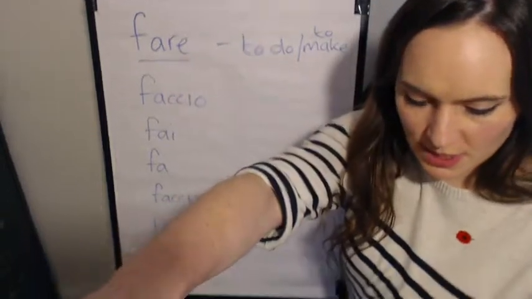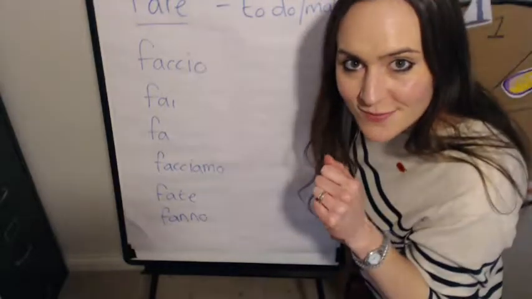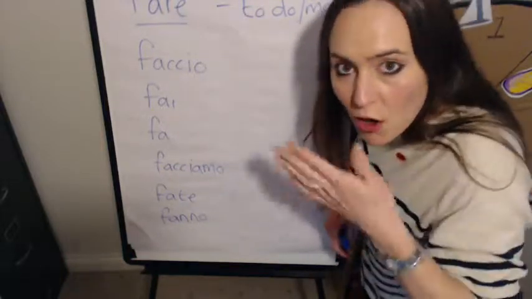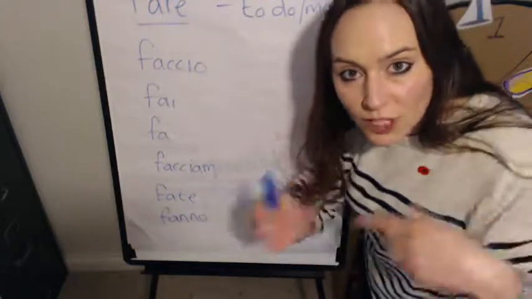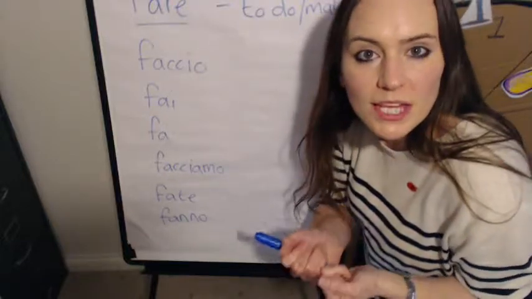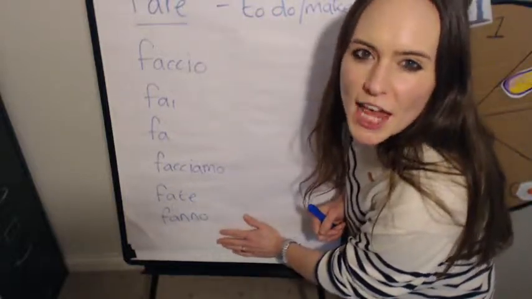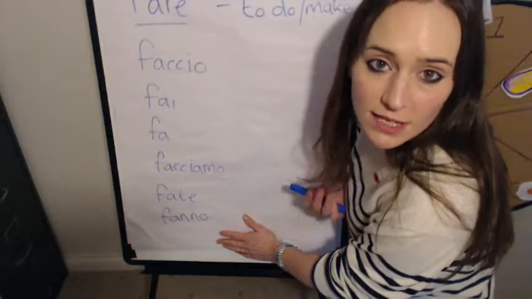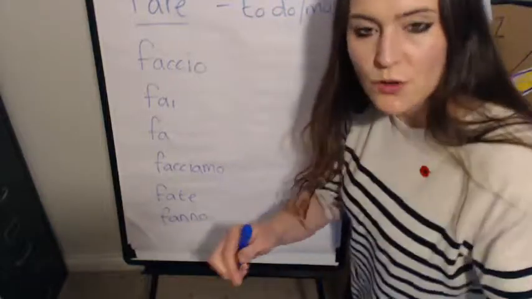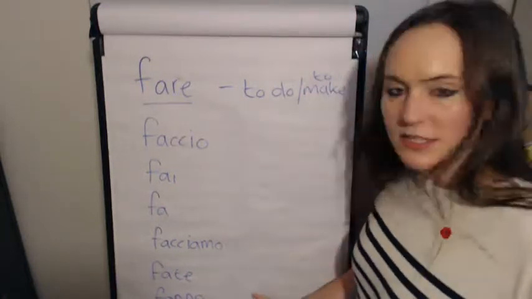Fate, see that down there? That's the voi form, fate. Voi fate i compiti ogni settimana. Io faccio un video della lezione ogni settimana. Noi facciamo una pizza. We're making or we're doing a pizza. Loro fanno. They are doing or they are making, F-A-N-N-O. Faccio, fai, fa, facciamo, fate, fanno.